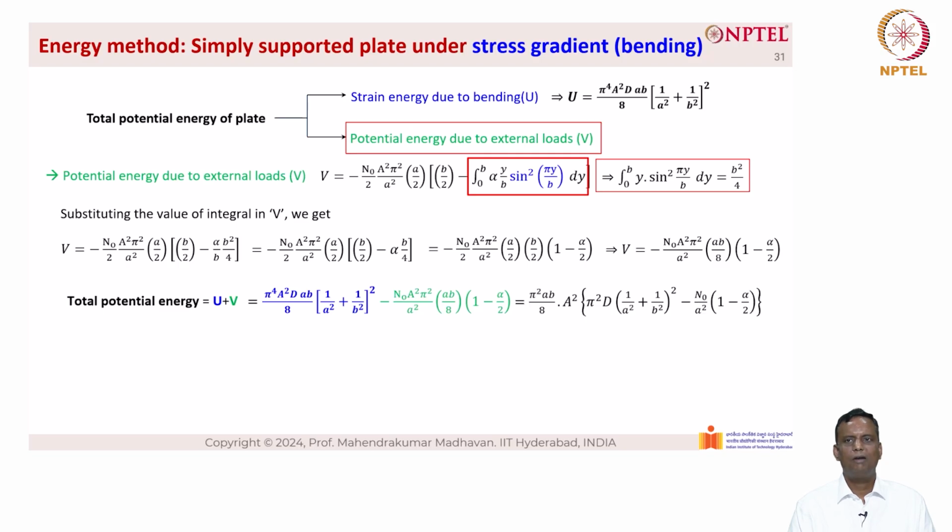So we can have this one by taking the terms common, pi square ab by 8 into a square into bracket open pi square d into 1 by a square plus 1 by b square the whole square minus N naught by a square into 1 minus alpha by 2 bracket close.